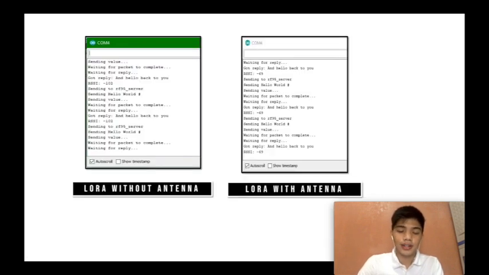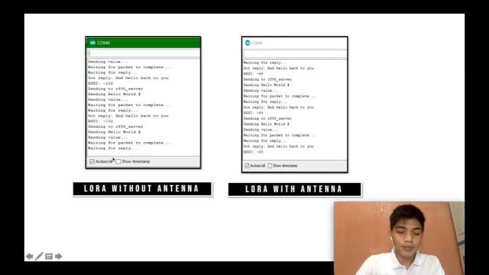So for the LoRa, we made a lot of tests to know when or how it will function better. So we can see here RSSI values. These RSSI values will tell us whether the transmission is better. So the closer it is to 0, the better the transmission.